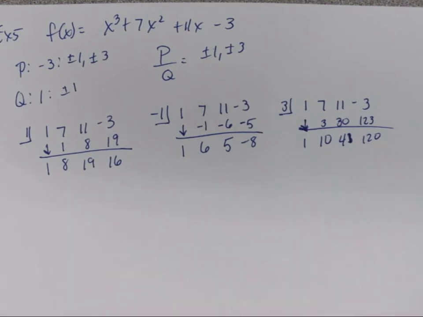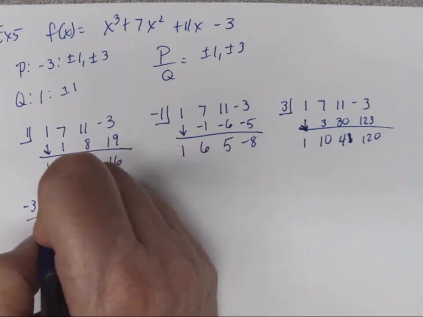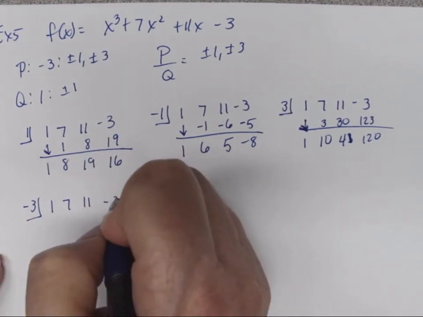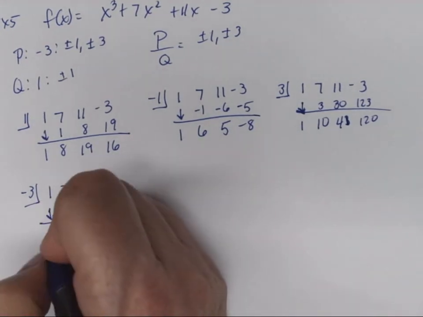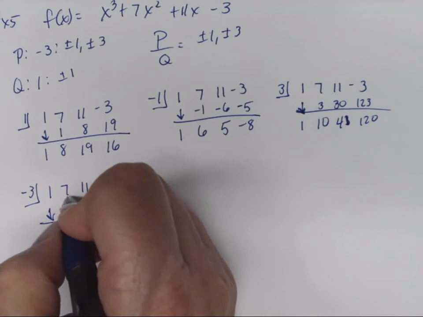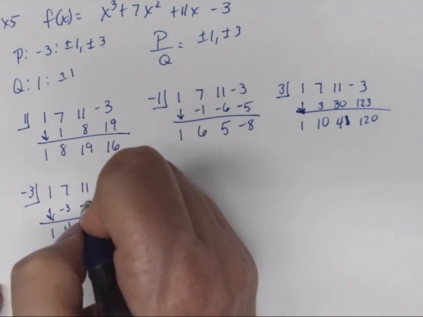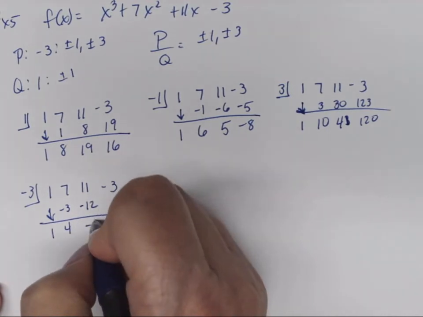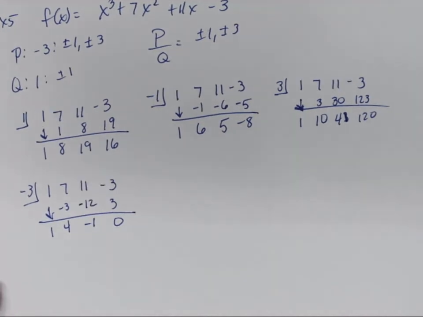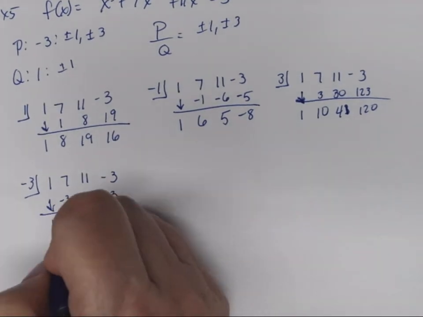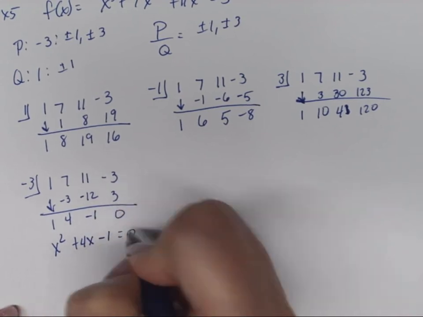Let's try the only one we have left now, which is -3. So 1, 7, 11, and -3. Draw the line. We get 1 times -3 is -3. 7 minus 3 is 4. 4 times -3 is -12. 11 minus 12 would be -1. -1 times -3 is 3. Oh, we got a 0. Yay. So now we have x squared plus 4x minus 1 equal to 0.